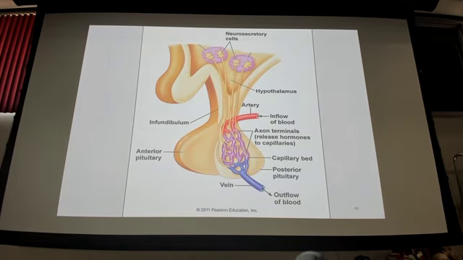And here are neurosecretory cells in the hypothalamus. Hence the name, neurosecretory, neural cells that make something, secrete something, right? In the hypothalamic nuclei, straight down into the posterior pituitary to be held until they're needed, okay?